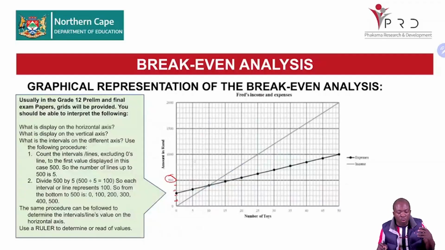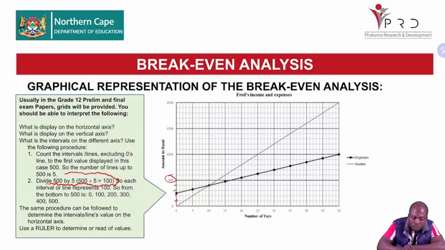How do you get to know how much is the value? You take that first value, like in this case 500, you divide it by 5 lines. It means that each line represents 100. Look at it, I've given to you here. I'm just highlighting it. You divide the first value by the number of lines.